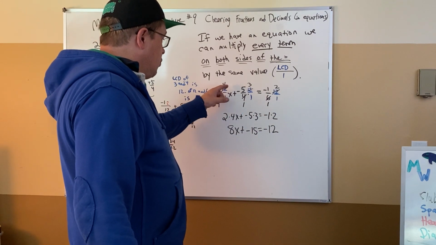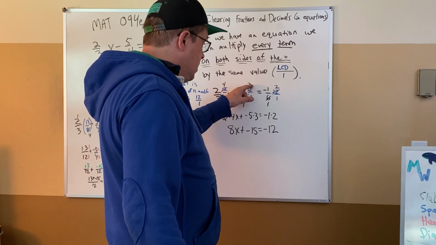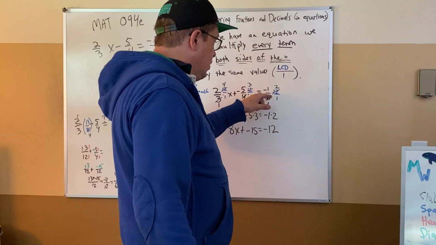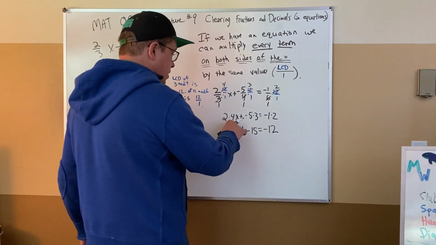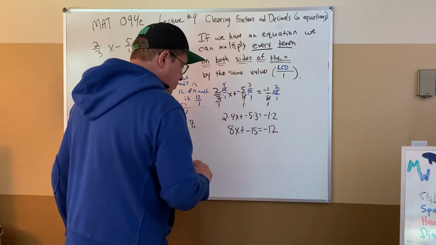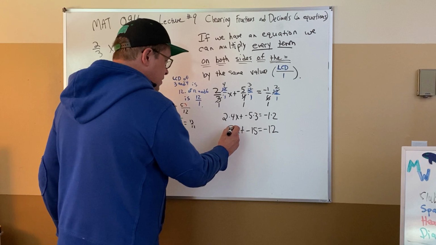3 divided by 3 is 1, but 12 divided by 3 makes 4. 4 divided by 4 is 1, 12 divided by 4 is 3, 6 divided by 6 must make 1, 12 divided by 6 makes 2. It gives me these. No longer are they fractions. Complete your multiplying. And now we see we have only one x, and it's positive, so I'm good with that.